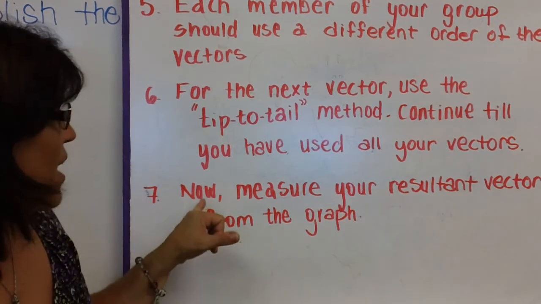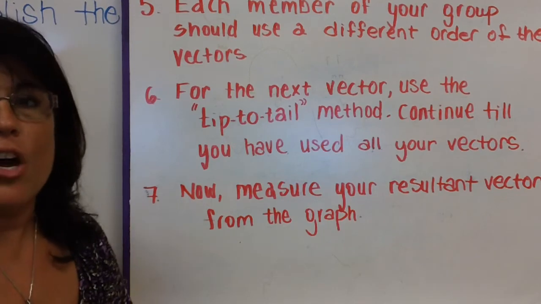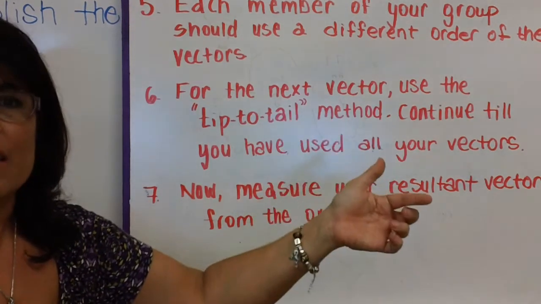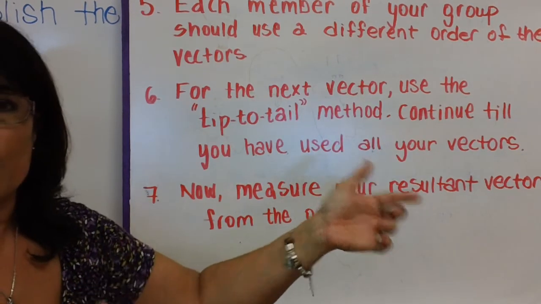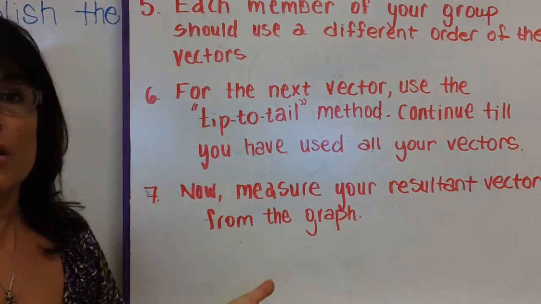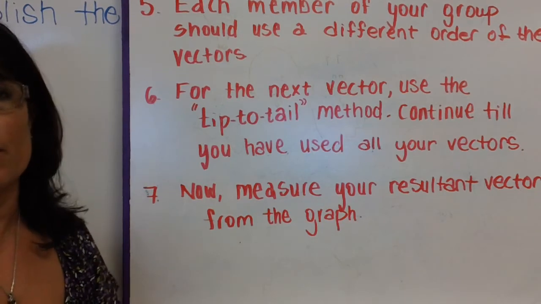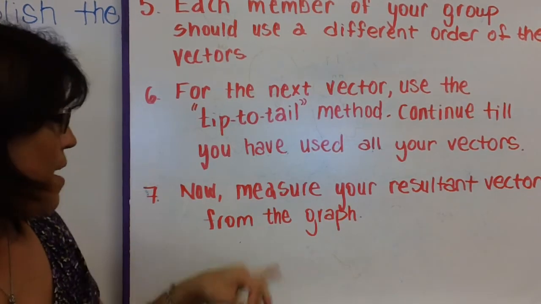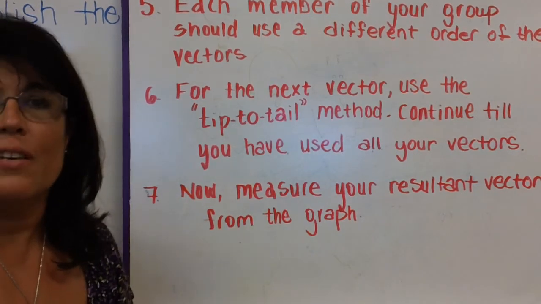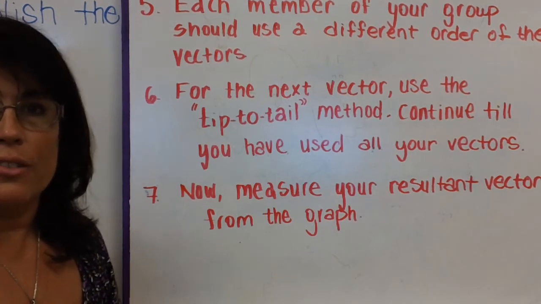Once you've used all your vectors, that should be your ending position, which is going to be around where the cafeteria is. Okay, now the final thing is we're going to measure our resultant vector from the graph. Remember, the resultant vector is going from the tail of the first vector to the tip of the last vector. The way you do that is you take a ruler and measure how long that is, and using your scale, that will give you the distance of that vector. And remember, a vector has a magnitude and a direction. To find the direction, you're going to measure the angle using a protractor.